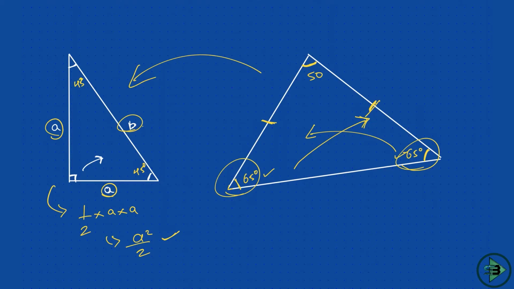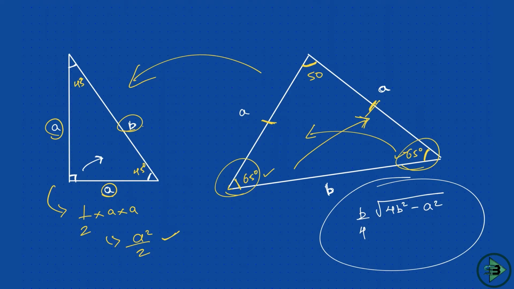Now what is the area of an isosceles triangle? If I say the non-equal side is B and the equal side is A, then the area of the isosceles triangle is equal to B by 4 into the square root of 4A square minus B square. Make sure you remember this. B by 4, where B is the non-equal side, into the square root of 4 times the equal side A square minus B square. That will be the area of an isosceles triangle.